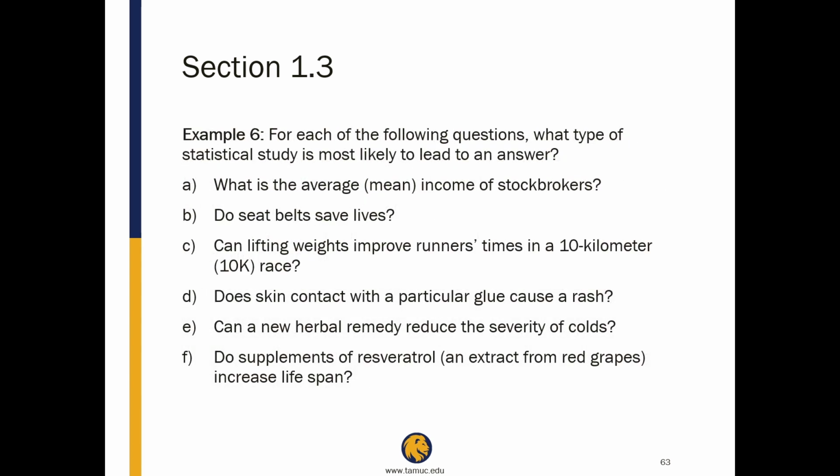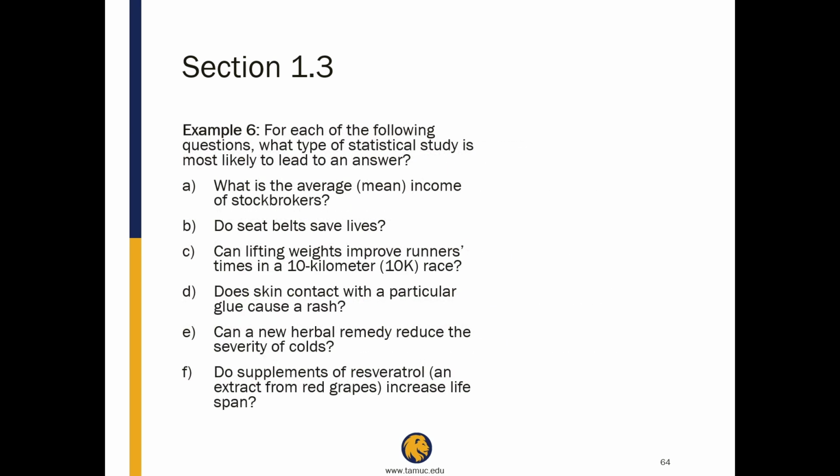So going another step further, let's look at some other examples. For each one of these questions, if they were to try to develop a statistical study, what would be an appropriate type of study to use? Observational, experimental, do they need blinding or no blinding? And things like that. Let's look at the first one. Average income of stockbrokers. If they wanted to keep track of this, record it, and do a study on the average income of stockbrokers, really not a situation where an experimental study would make sense. So they would do an observational survey.